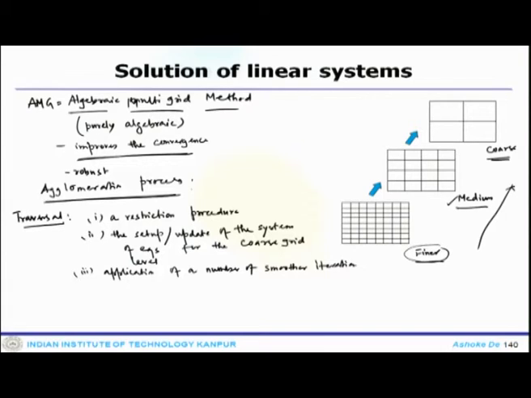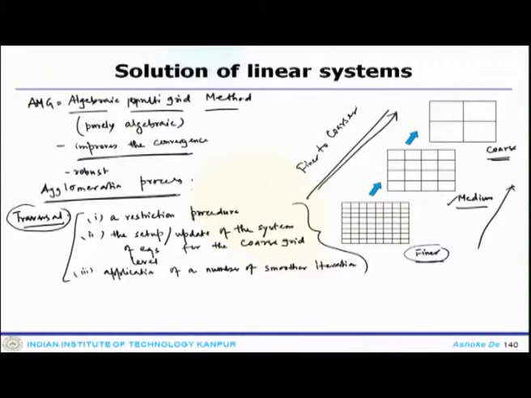So, that is essentially the traversal process, and this process only happens when you go in this direction. That means these steps are applicable when you move from finer to coarser.